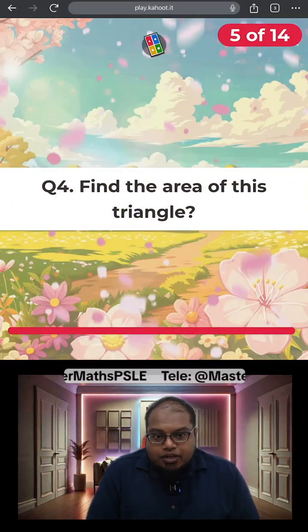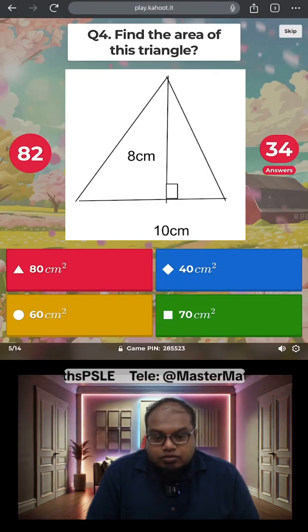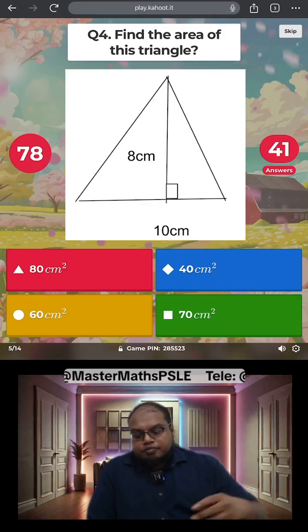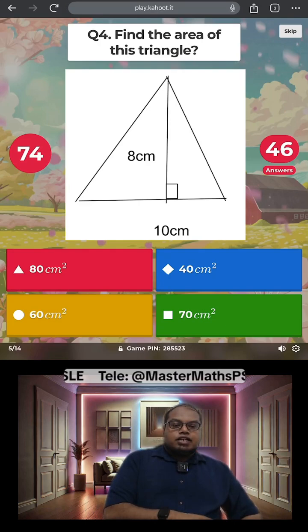Another area of triangle. Okay, same formula as just now, okay? Half times base times height.